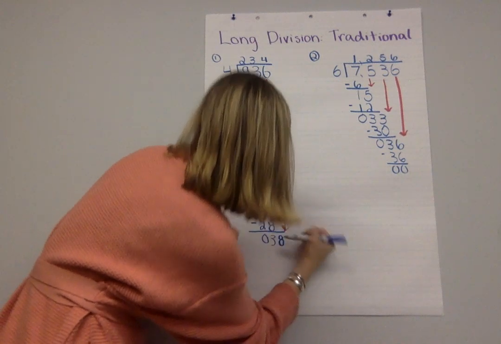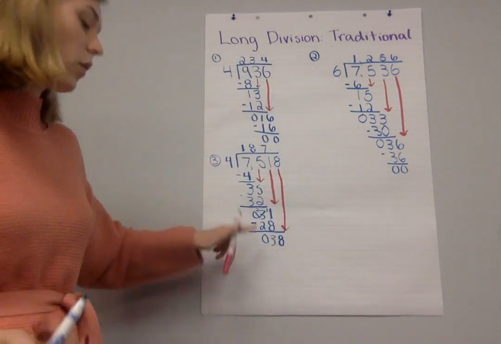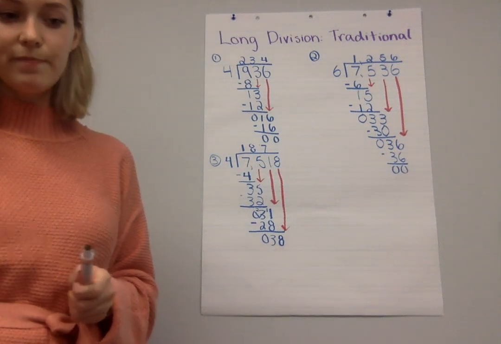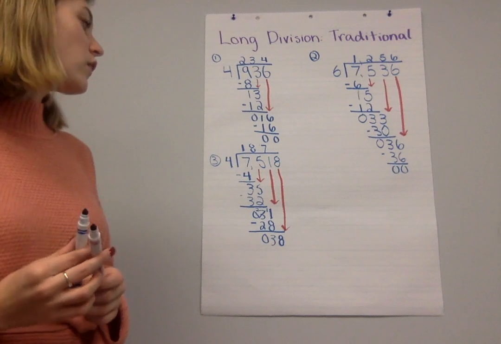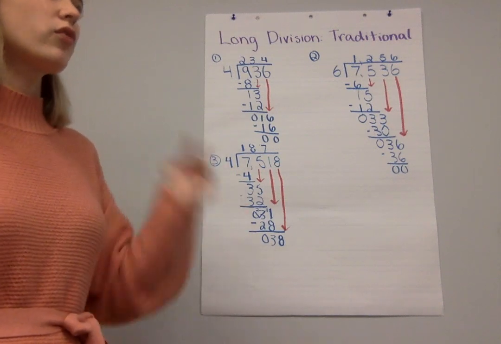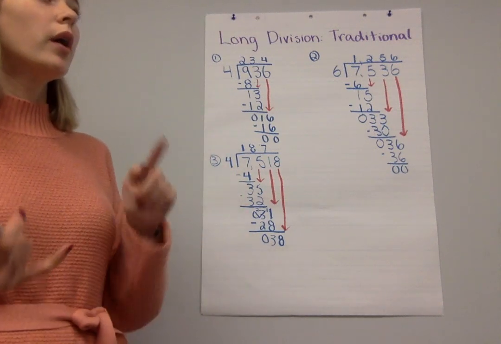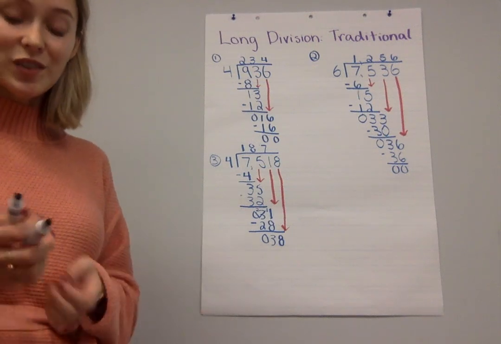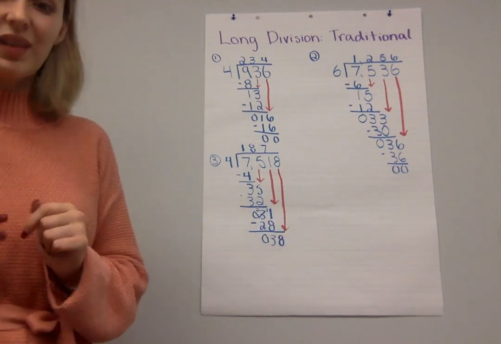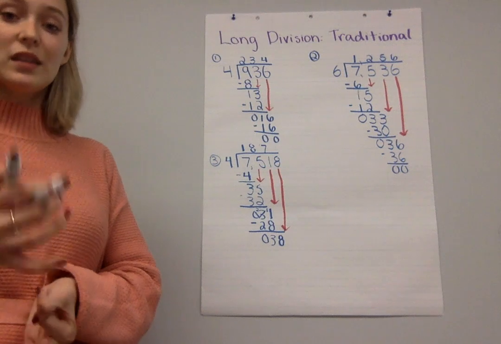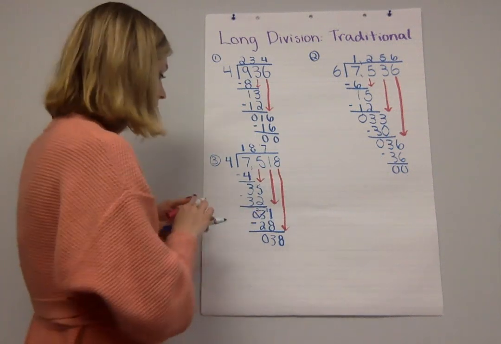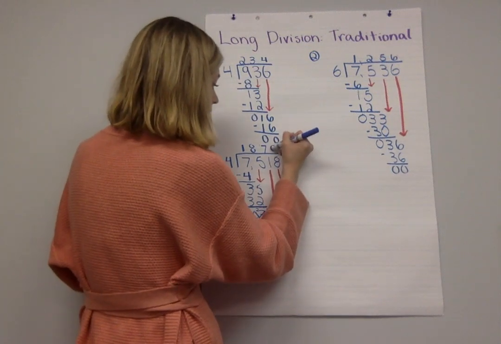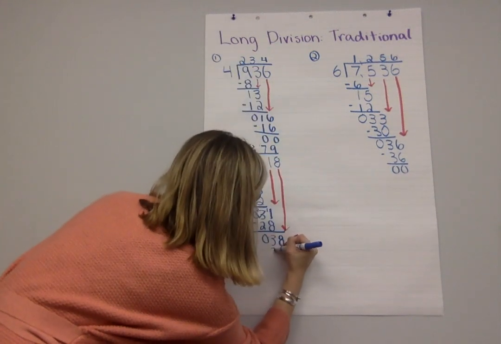38. How many times does 4 go into 38? That's a tricky one. 4 into 38. Well, we already said that 4 times 8 is 32. So 4 times 9 is 36. And I think that's the closest we're going to get. Because if we do 4 times 10, that's 40, and that goes over our digits. So 4 times 9 is 36.